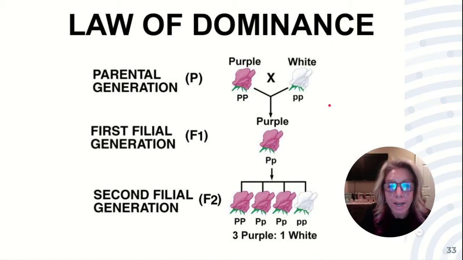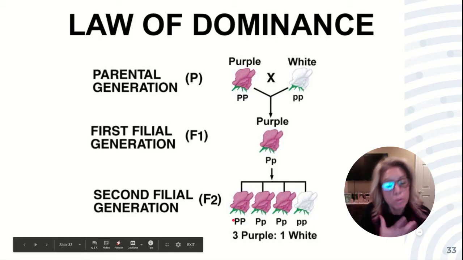You've got white, okay? So if this is a true breeding purple plant, it's always going to give the big P. A true breeding white plant, it's always going to give a little p. So this is your F1, okay? It is a hybrid. It is a purple plant, but it is carrying the white flower. So when you cross the F1s, the F2s, you would expect about 3 purple to 1 white.